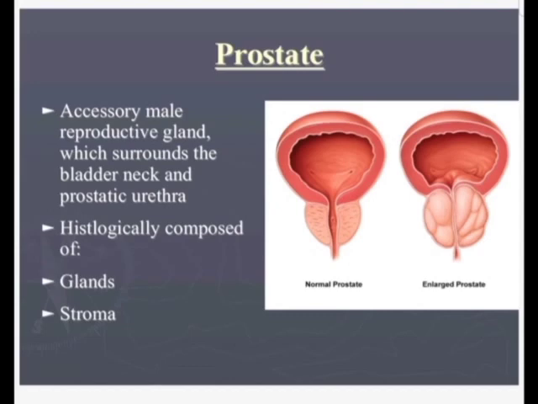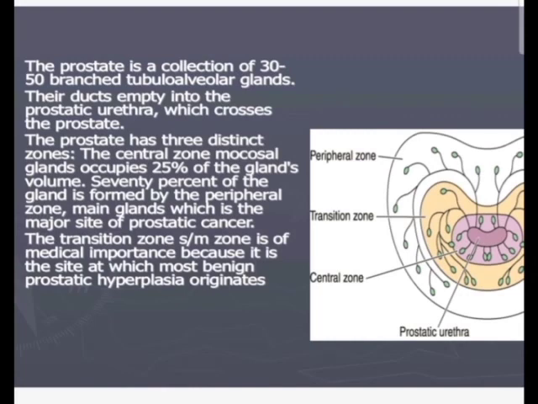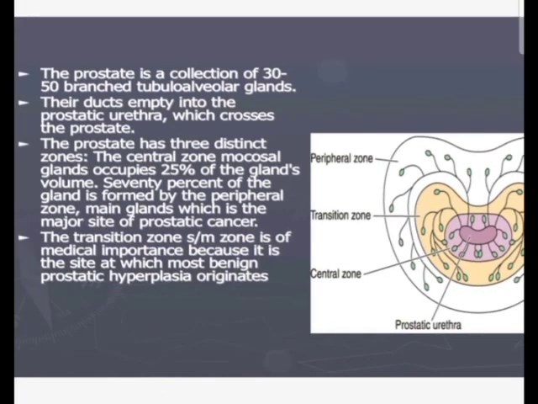This is an accessory reproductive gland, and histologically it is composed of a stroma, and as I have said, there are tubuloalveolar glands. Now this picture shows you that the prostate is a collection of 30 to 50 branched tubuloalveolar glands, and their ducts empty into the prostatic urethra which crosses the prostate. The prostate has 3 distinct zones. The central zone.